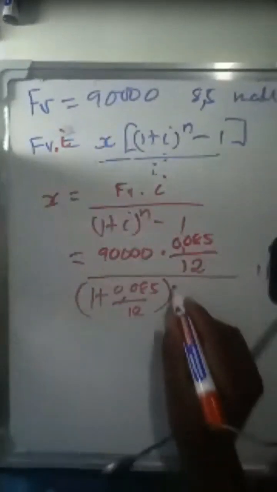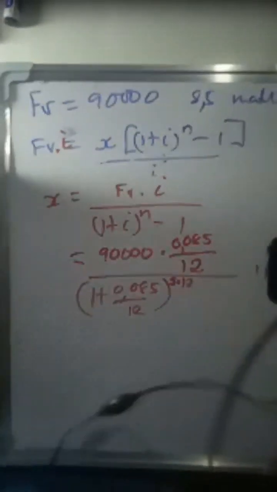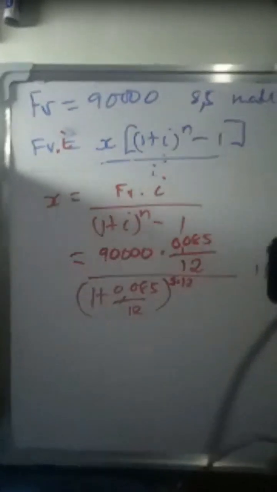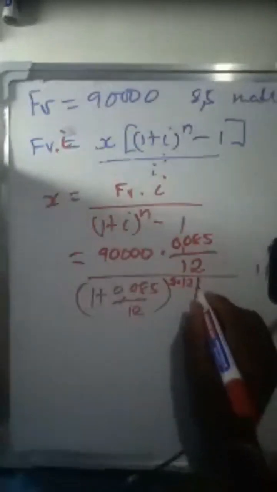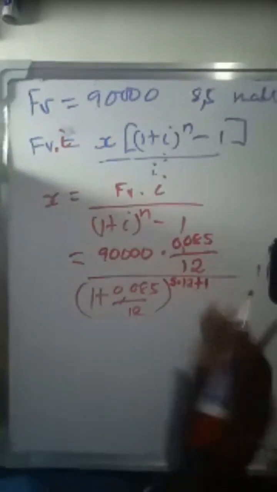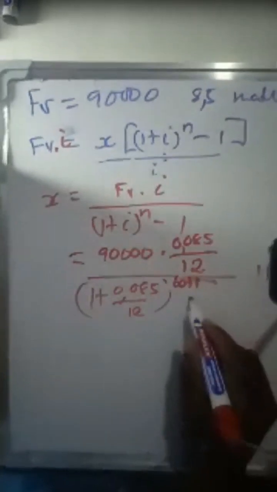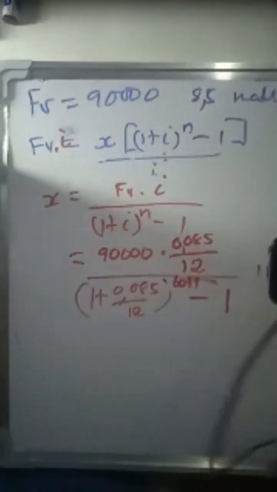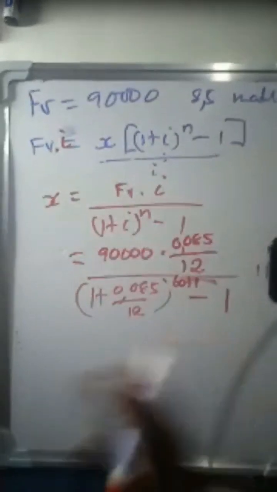So it's going to be 5 multiplied by 12. But do not forget one thing. They said there is an immediate payment. Each and every time they say there is an immediate payment, add 1 payment. Okay, so 5 times 12 is 60. So this is going to be 60 plus 1, which is 61. Then minus 1. So this person is going to make how many payments altogether? 61 payments. Okay, so now you take your calculator and punch in your calculator like that.